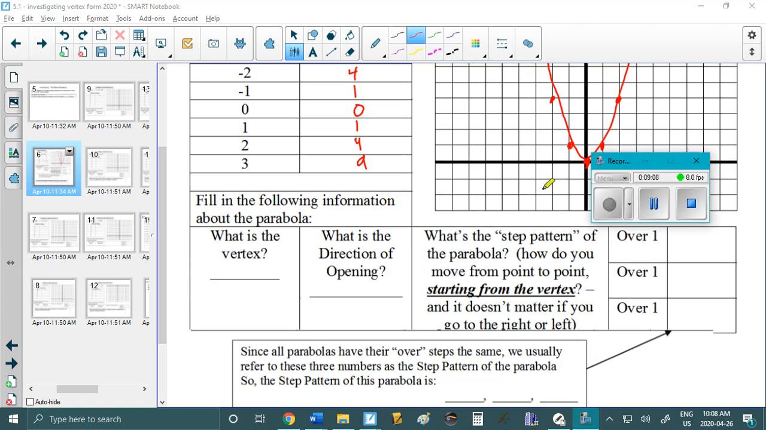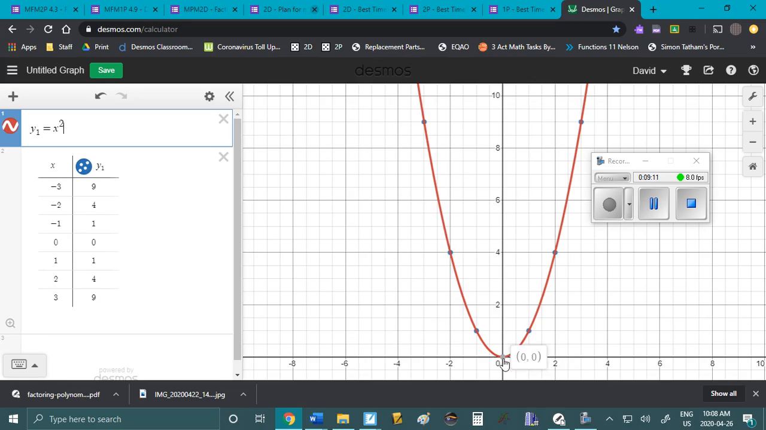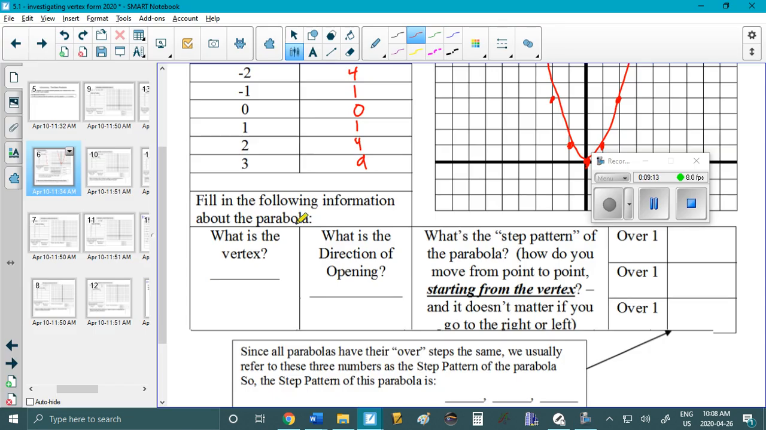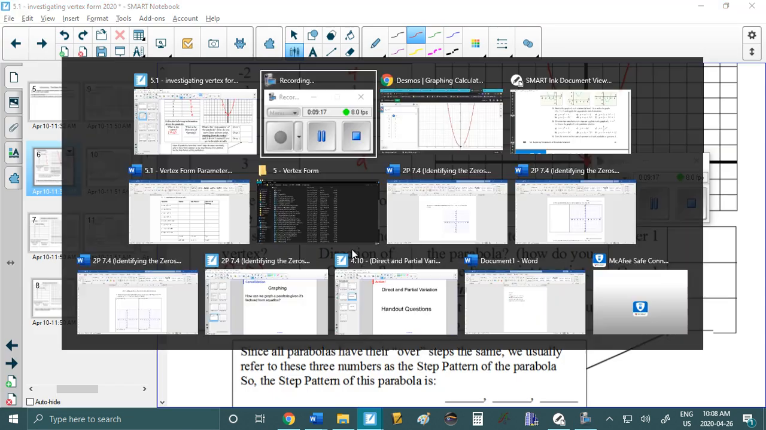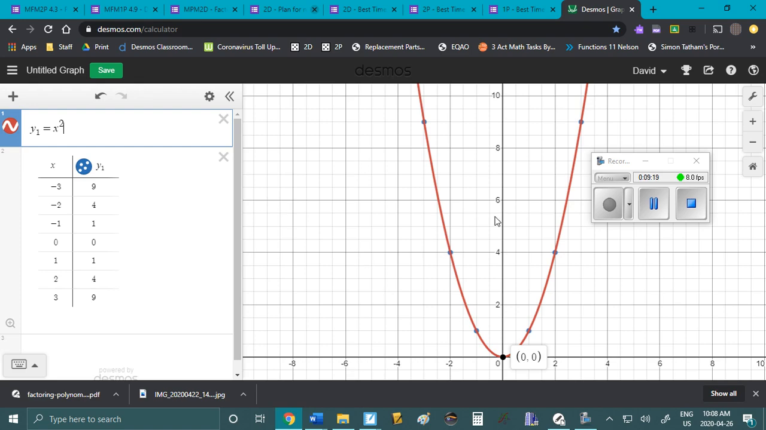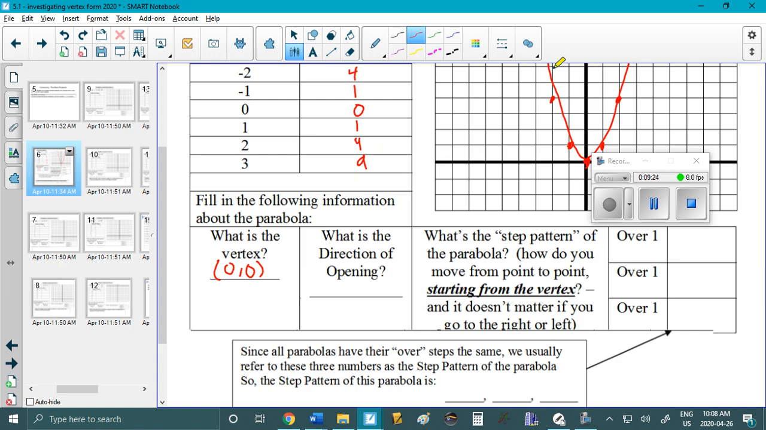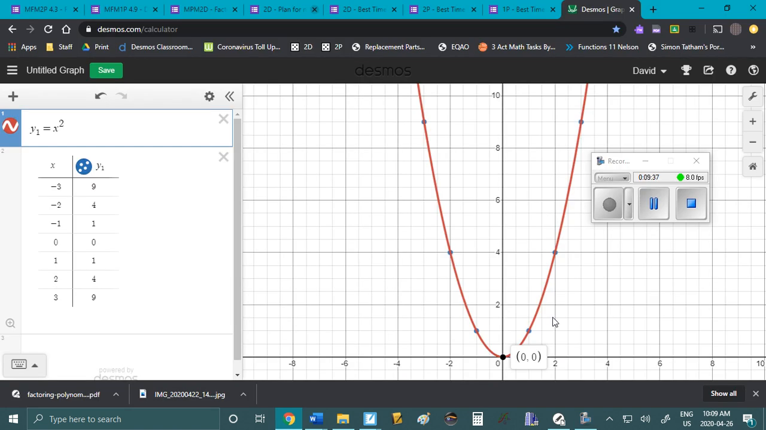So what's the vertex? Well, the vertex for this one is right here. So 0, 0. The direction of opening, if you look at the parabola, it goes up from the vertex. So we say the direction of opening is up. And now we're going to look at the step pattern. So how do you move from point to point starting from the vertex? It doesn't matter if you go left or right.